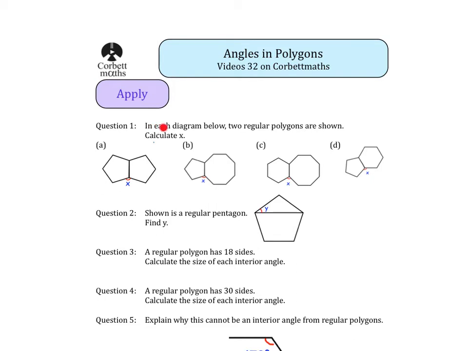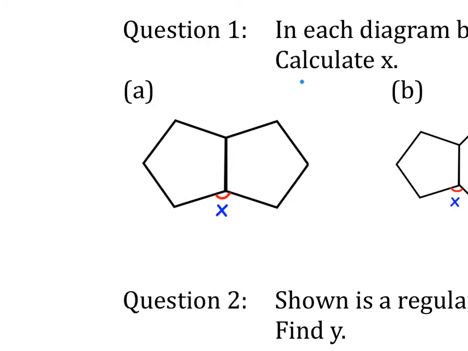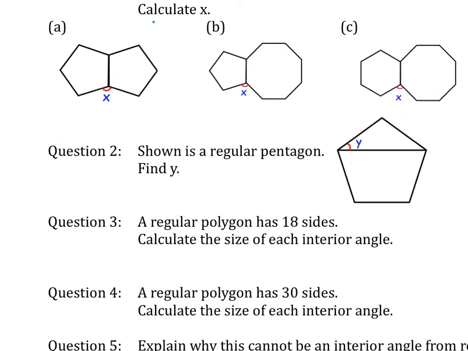In each diagram below, two regular polygons are shown. Calculate x. So x is just like this wee missing angle here. I'm going to zoom in here for you, okay? If you want to find this wee angle here, what I would recommend doing is find the size of this angle and find the size of this angle. And if you can find these two, well then the whole thing would add up to 360. Okay, so that should be straightforward enough.